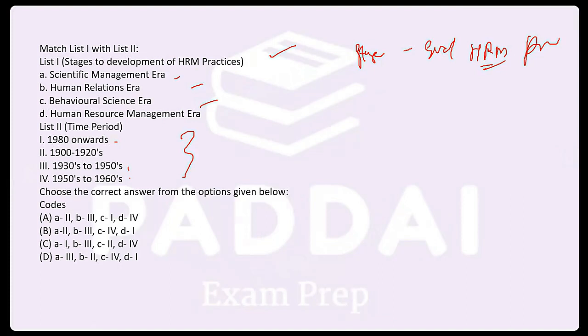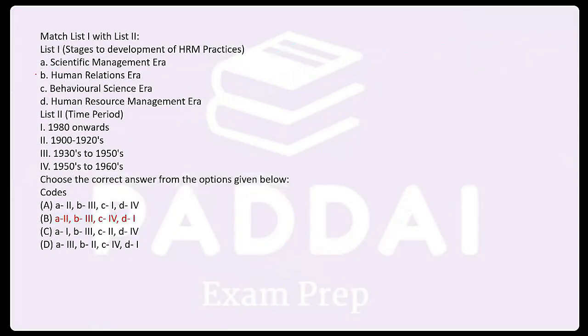Yes. So the answer for this is option number B. Your scientific era started 1900, 1920s. Human relation era was your 1930s to 1950s. Behavioral science era is your 1950s to 1960s. Human resource era is 1980.